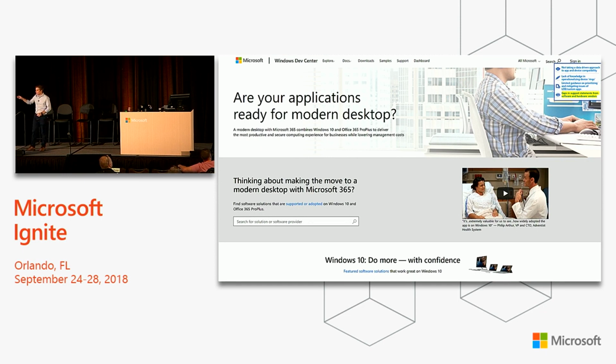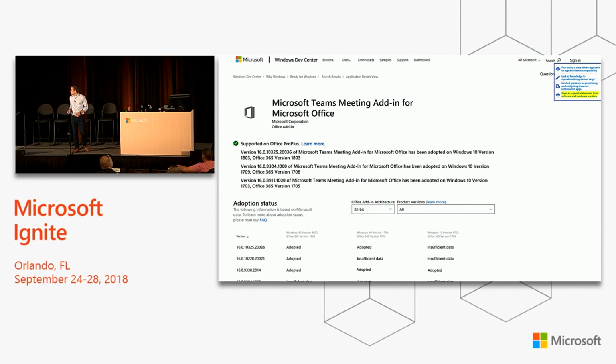And what we've announced this week is that we're rebranding Ready for Windows as Ready for Modern Desktop. So we're expanding it to include more than just Windows applications. We're also going to be bringing in things like Office add-ins. And you'll be able to see not only third-party support statements about these applications and these add-ins, you'll also be able to see information about the ecosystem at large, such as these adoption statuses you see on the screen. So you'll be able to get a little bit of confidence knowing that the solutions you're using are also being used heavily in the rest of the ecosystem.